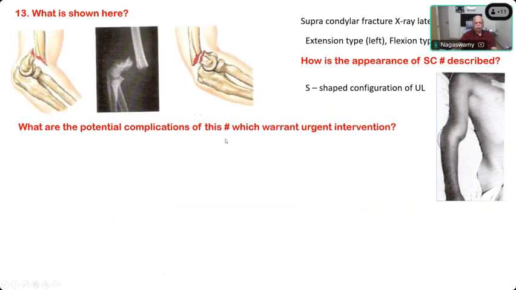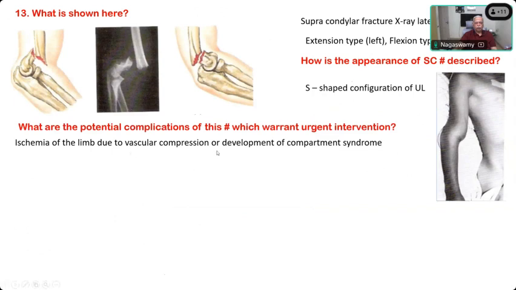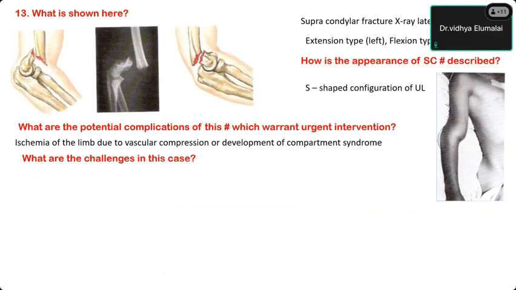What are the potential complications of this fracture which warrant urgent intervention? Neurovascular deficit, very good. Ischemia of the limb due to vascular compression or development of compartment syndrome. What are the challenges in this case? It commonly occurs in the pediatric age group. Very good. And the patient will have only one usable limb, so difficult IV access. Radial nerve injury can be there.